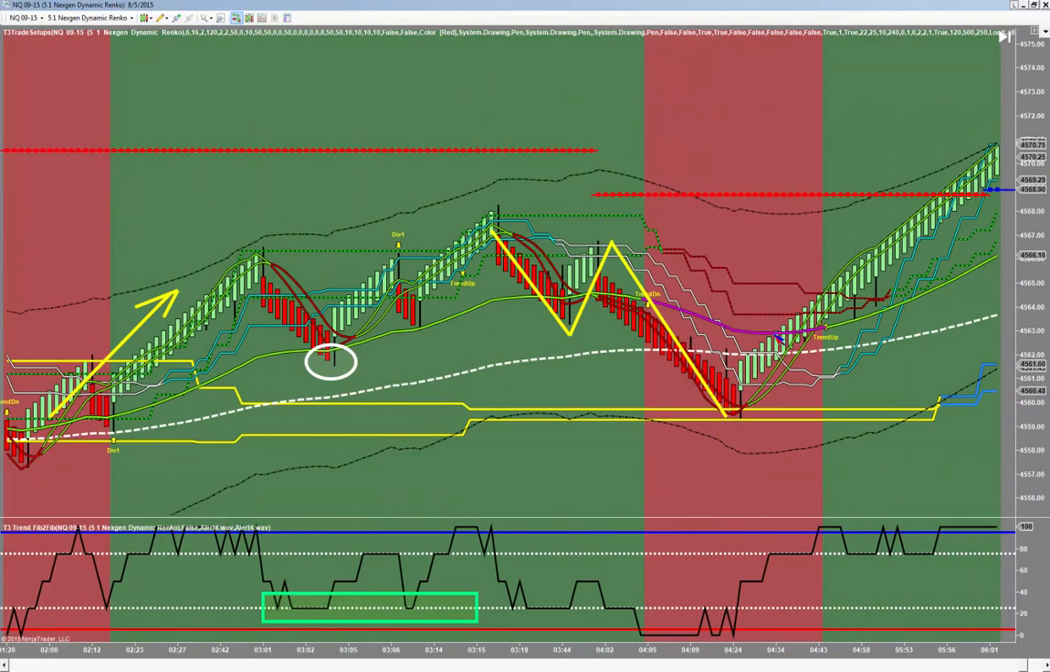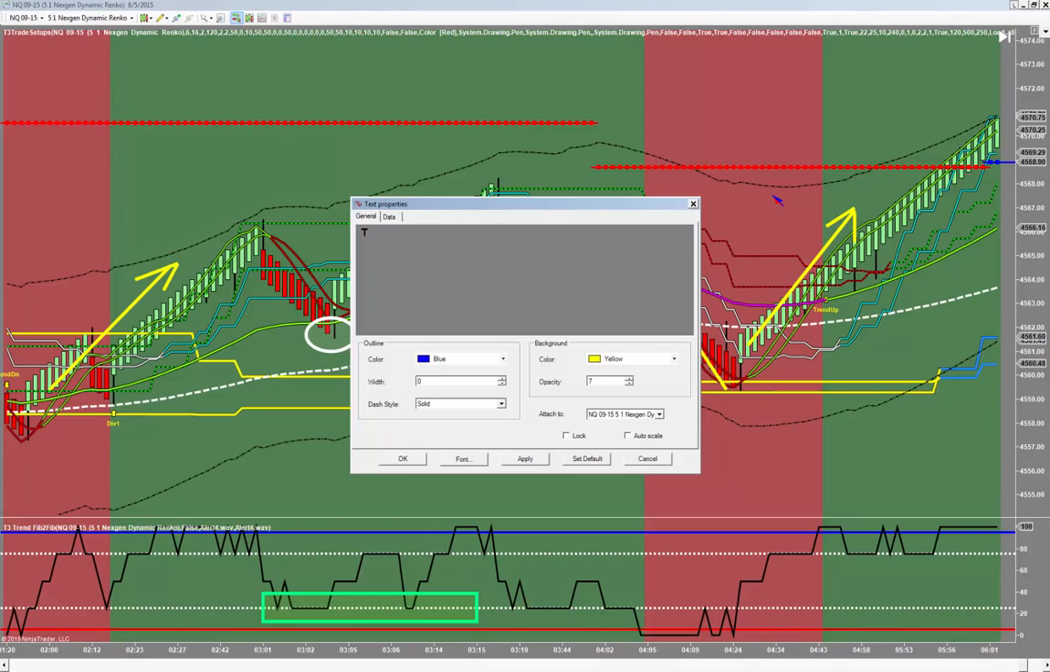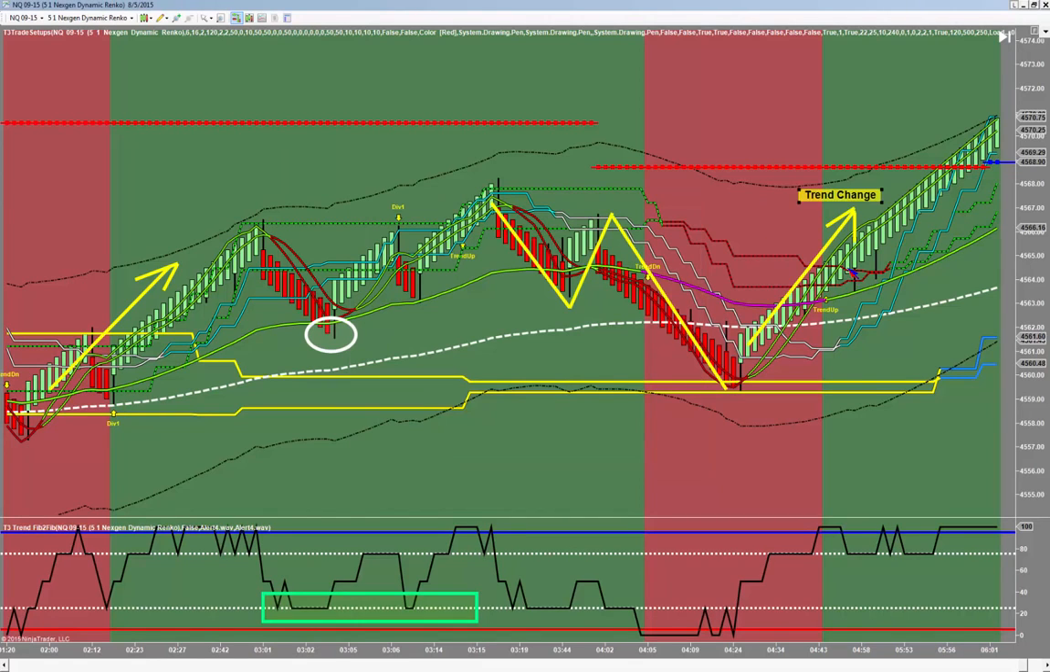All right, so as we kind of work our way forward, you can see that the small triggers got above all of our synthetic triggers. And this is what we're talking about when we talk about a trend change. With the small triggers breaking above our synthetic triggers, that means that the market has a tendency to go up.